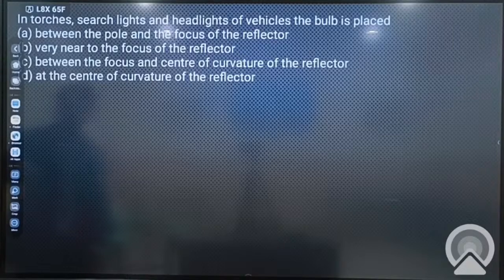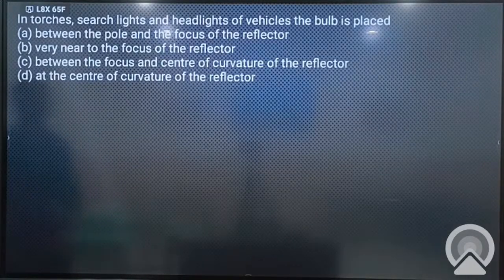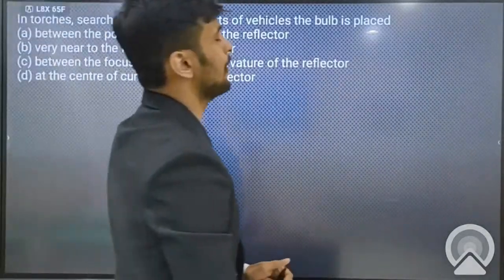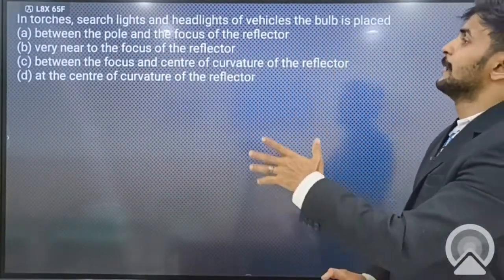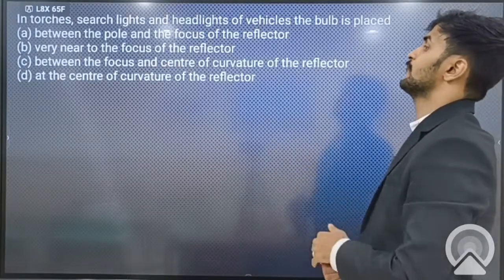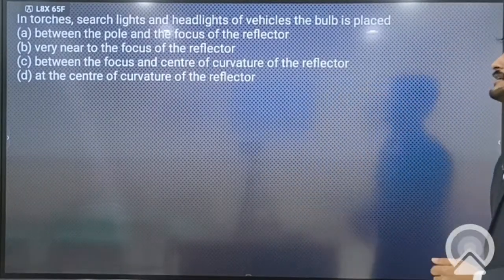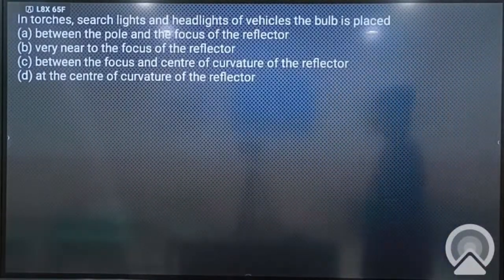Okay, this is a lengthy question. In torches, searchlights and headlights of vehicles, the bulb is placed. We have four options: between the pole and the focus, very near to the focus, between the focus and center, and at the center of curvature. What do you think, guys?